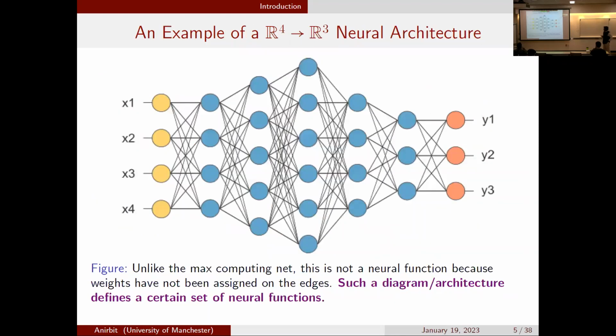Also, a little bit more terminology. When we have just an architecture like this without any weight assignment, we should think of an architecture as specifying a full neural function space, because you can assign any weights to the edges of this graph and you get a different neural function. So we want to make a distinction between an architecture and a neural function. An architecture is a function space, whereas a neural function is an architecture with a weight assignment, just to make clear the terminology.